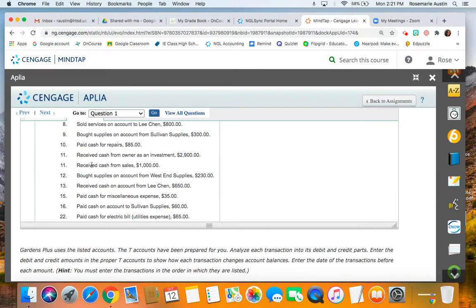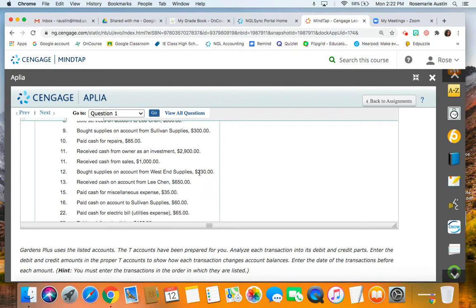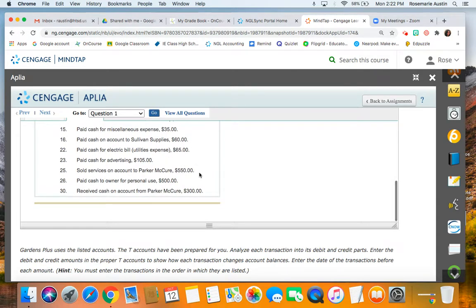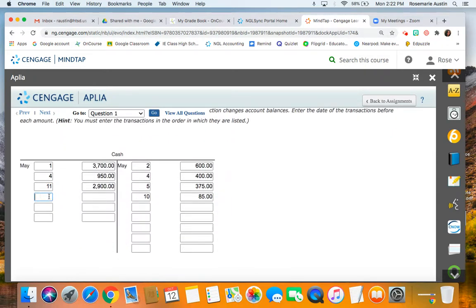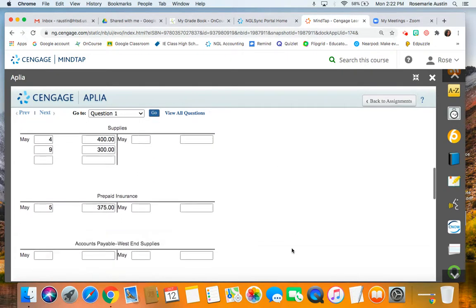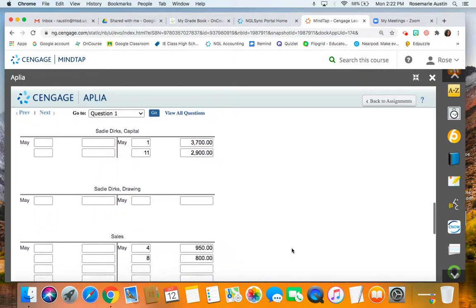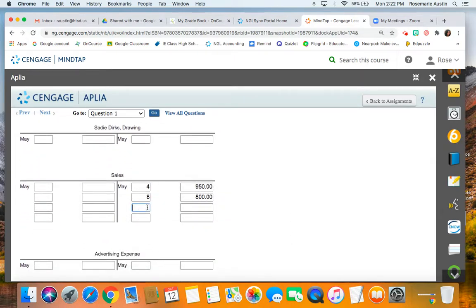May 11th, the second one, received cash from sales. The two accounts are cash and sales. Again, you're receiving cash, so cash is going to go up with a debit entry. So that's the 11th again, $1,000. And the other part of that transaction is going to be the sales account. And that is going to be right here on the 11th, $1,000.